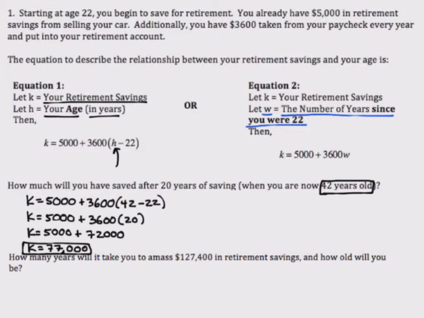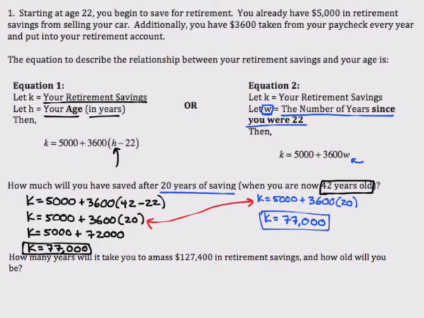Now what if we use the other equation, and we use that it had been 20 years since we began saving? Well, since this W represents the number of years since we began saving, since we were 22, let's go ahead and substitute a 20 in for this variable, which represents how long we've been saving. So we get K equals 5,000 plus 3,600 times 20. Now it should be no surprise with a quick glance to the left that of course we're going to end up with the exact same number. And that's reassuring. And it just goes to show that with two different equations with slightly differently defined variables, we can come up with the exact same answer.